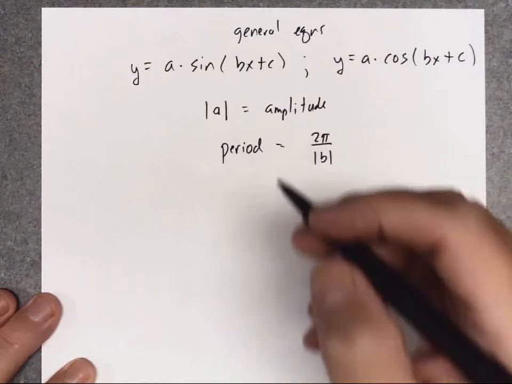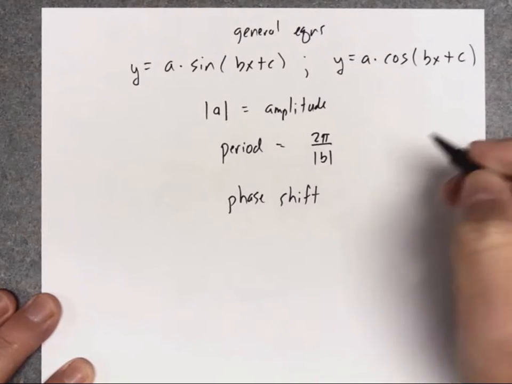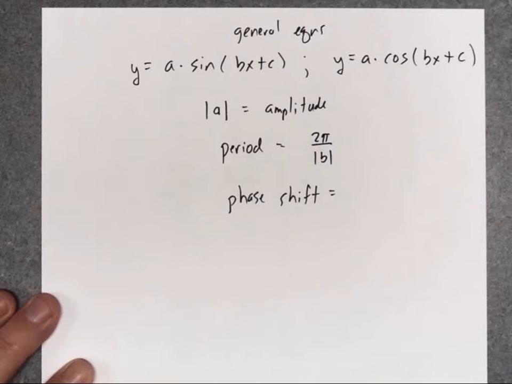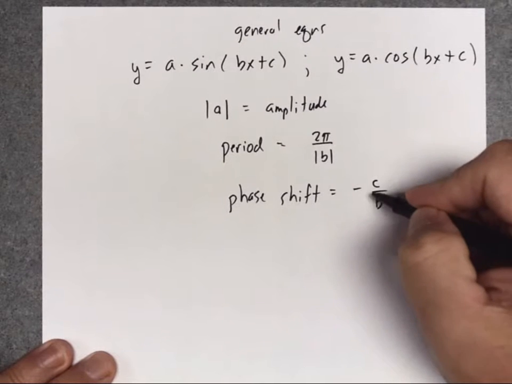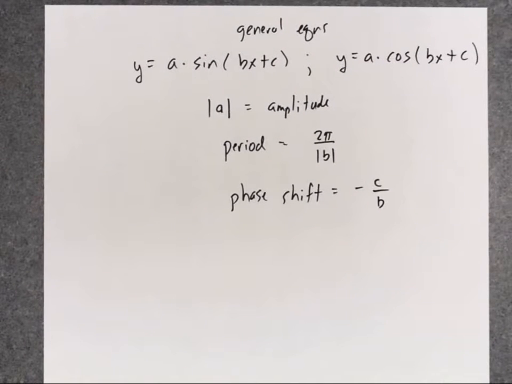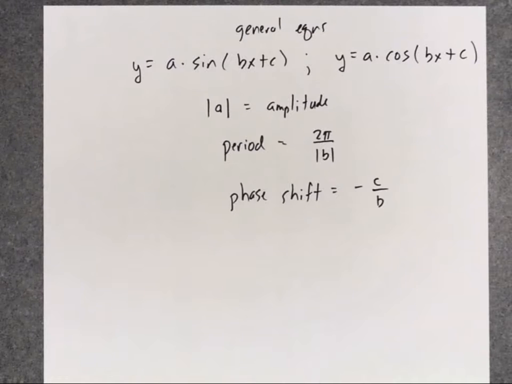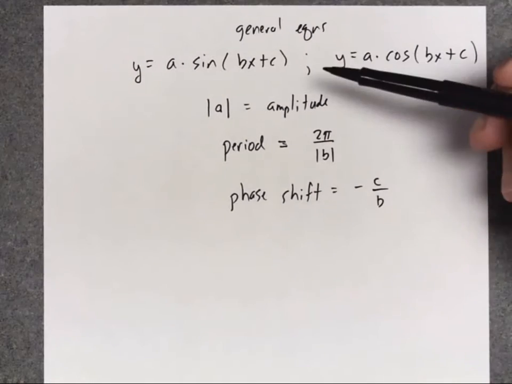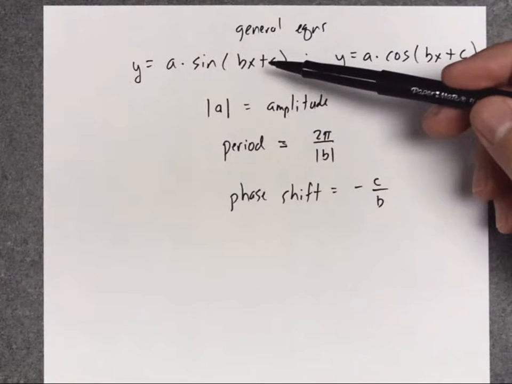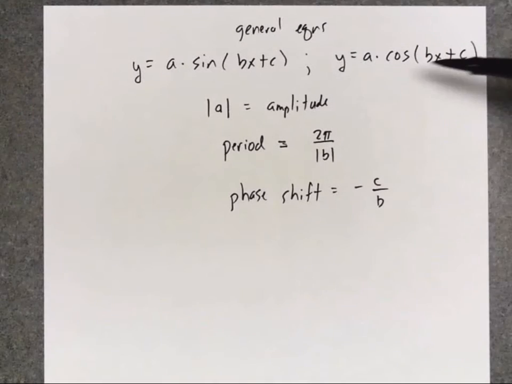And then the third thing we talked about was the phase shift. Now the phase shift is where it starts to get a little tricky. But we have an equation for the phase shift, and we can calculate the phase shift by negative c over b. And once again, the phase shift is how much the graph shifts to the left or to the right. So the bottom line is the three parts of the graph that we discussed, the amplitude, the period, and the phase shift, we can actually take an equation of a trig function and calculate the amplitude, period, and phase shift by figuring out A, B, and C.